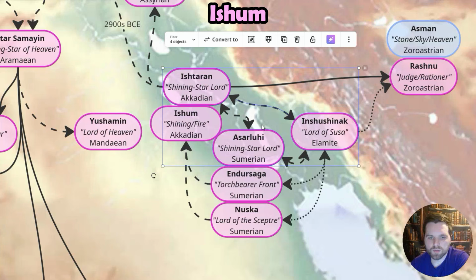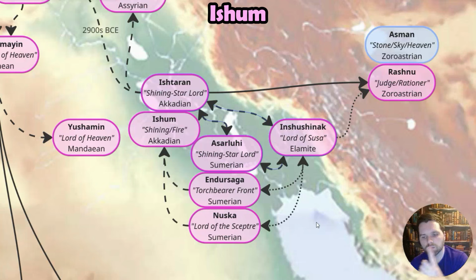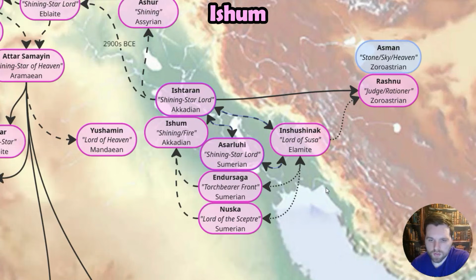Which one of these was the first form? We don't know. We don't know if this god of the dawn and justice and order and judgment originated with the Sumerians, with Asarluhi, whose name essentially means shining star or shining lord. Luhi, like Lugal, is one of the king forms or names in Sumerian. Gal means great, so Lugal means shining great. Then there's Inshushinak, whose name literally means the lord of Susa.